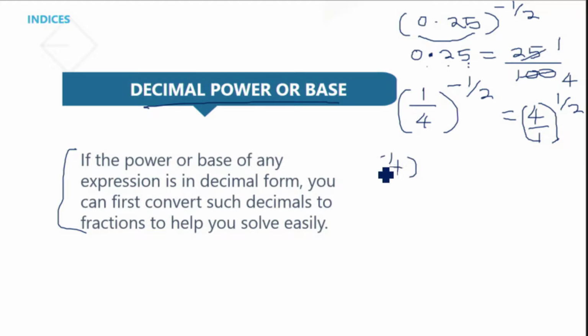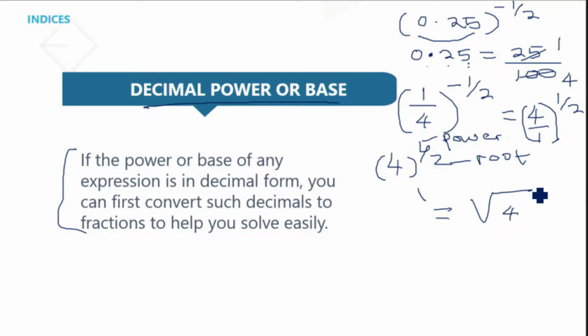So 4 raised to the power half. This is regarded as the power, and this is regarded as the root. So we're going to take the second root of 4, so this is equal to the square root of 4 raised to the power 1. We don't need to write the 1, but let's write it. What number can we multiply 2 times to give us 4? The number is 2, right? So 2 raised to the power 2 will give us 4.